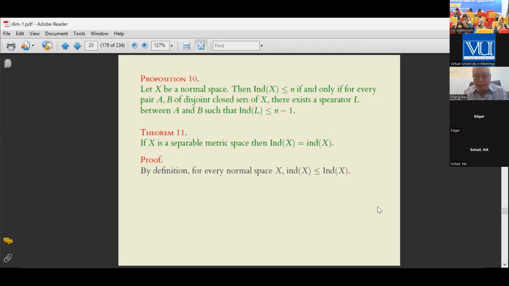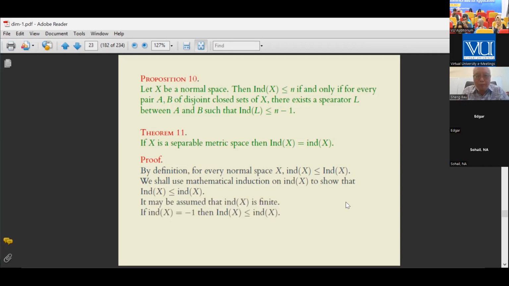From the definition, because every singleton set is a closed set. So from the definition, of both of these, the lower one is at most the upper one. Then you need to prove that the upper one is also at most the lower one, and that can be proved easily by induction. When the lower one is -1, then the upper one cannot be greater than -1, because the lower one is -1 if and only if the space is empty, which means the upper one is also -1. So it cannot be greater than -1.